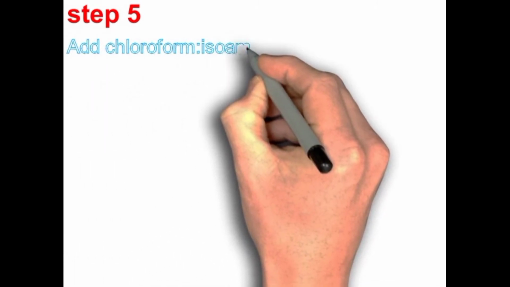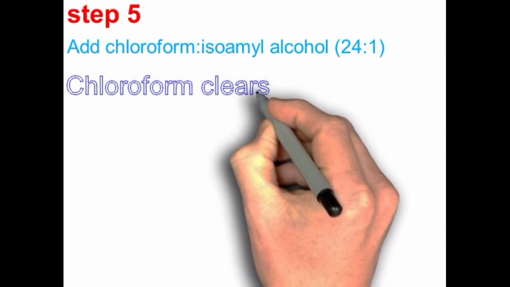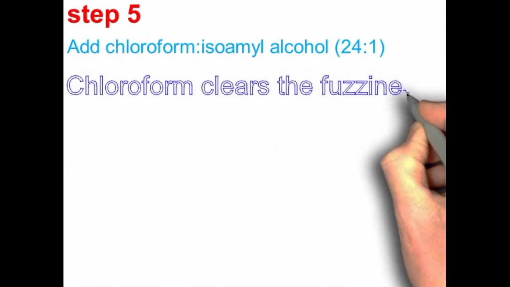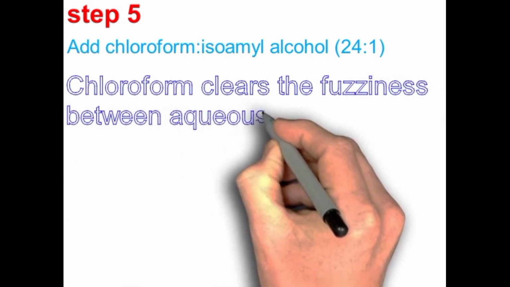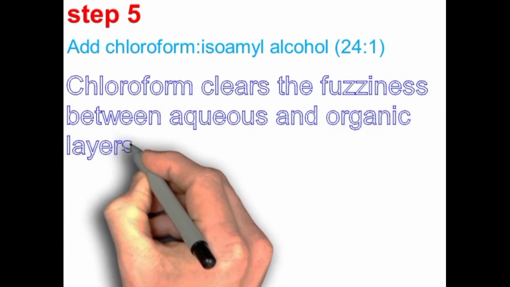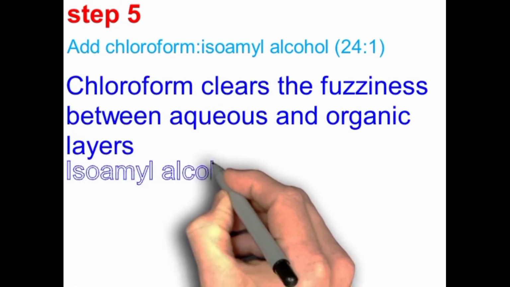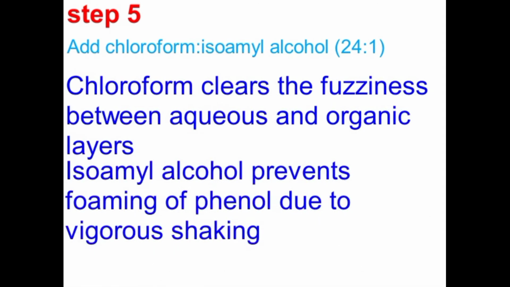Step 5. Add chloroform and isoamyl alcohol as 24:1. Chloroform clears the fuzziness between aqueous and organic layers. Isoamyl alcohol prevents foaming of phenol due to vigorous shaking.